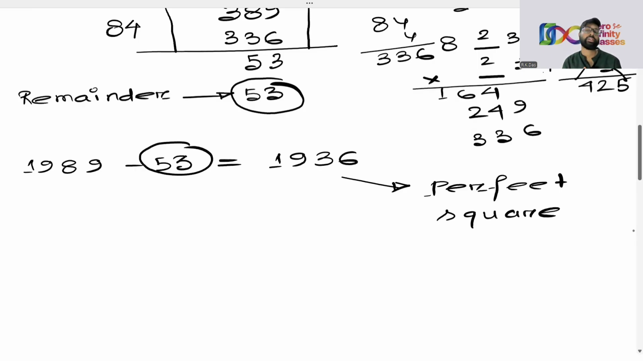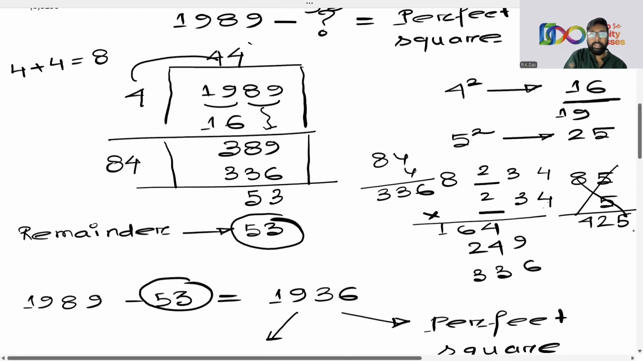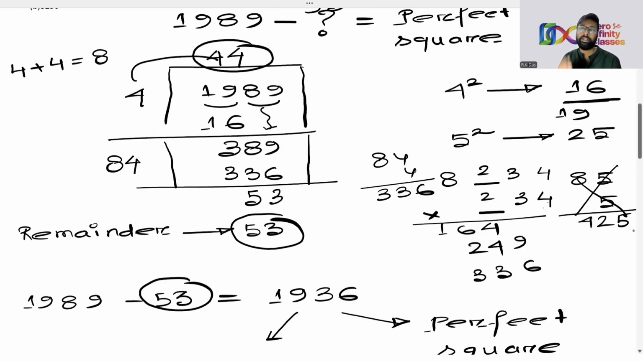What will be the square root of the number that we obtained? So if you're finding the square root of this number, which is 1936, that will be 44. Now the question is, where is 44 coming from? 44 is coming from here. So in this way, we can calculate the number that should be subtracted from another number so that the number becomes a perfect square. And the square root will be 44.